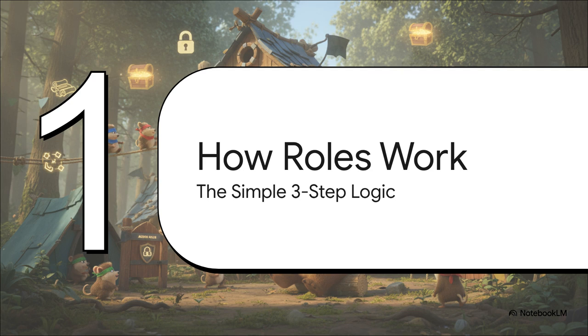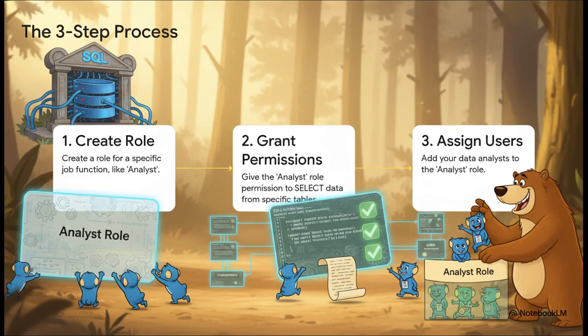And the best part is how beautifully simple the whole logic is. Honestly, it all just boils down to 3 basic steps. Okay, so step 1, you create the role itself. This is like designing the template for that housekeeping key card, or in our case, maybe a role called analyst. Step 2, you grant permissions to the role. You're basically telling the database, hey, anything or anyone with this analyst role is allowed to select data from the orders and customers tables. And finally, step 3, you just assign your users to that role.